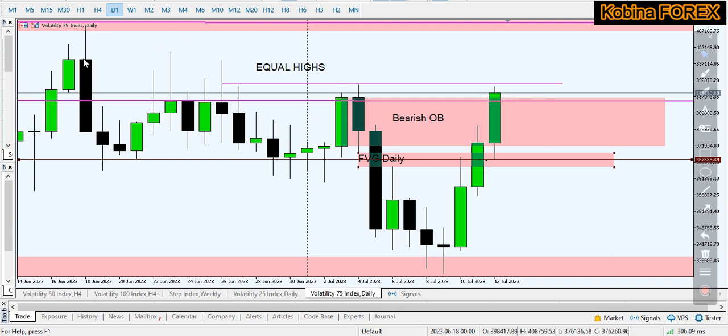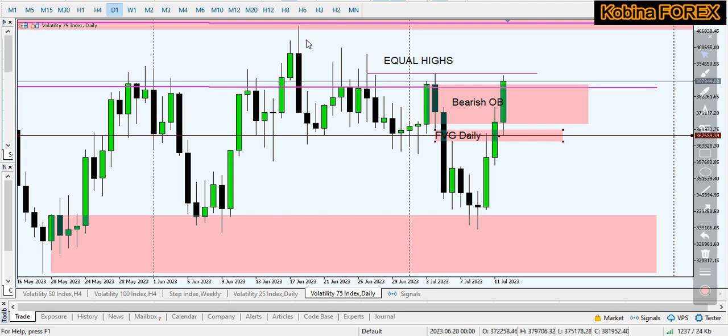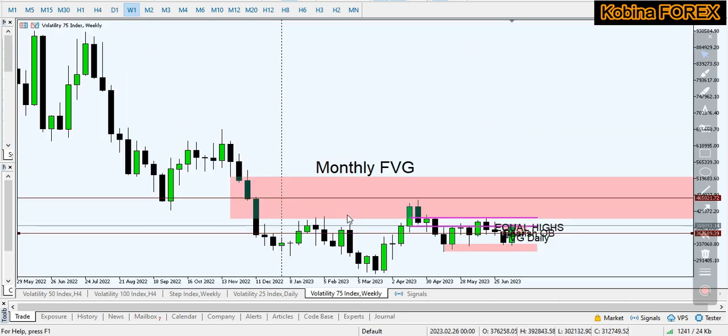Initially I told you about this rejection block resting in here that was rejecting price all the way down. Hopefully price should be able to rally and break through this rejection block into the bigger monthly fair value gap that is resting up here.